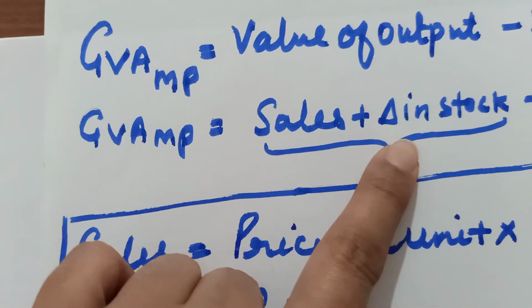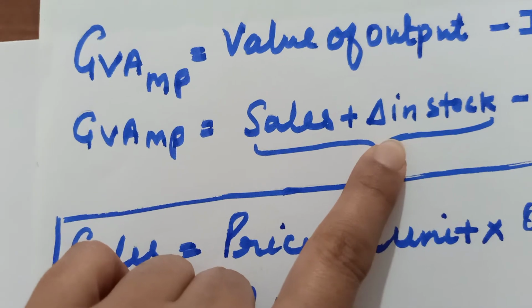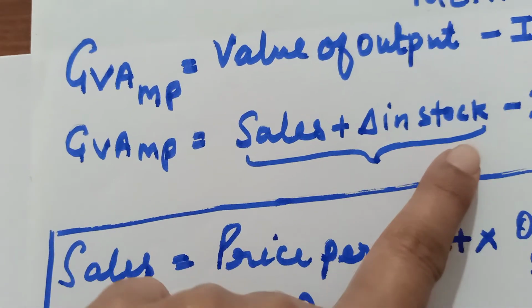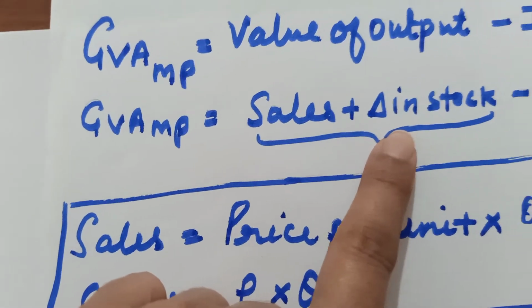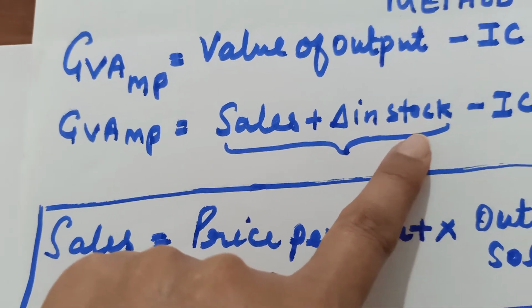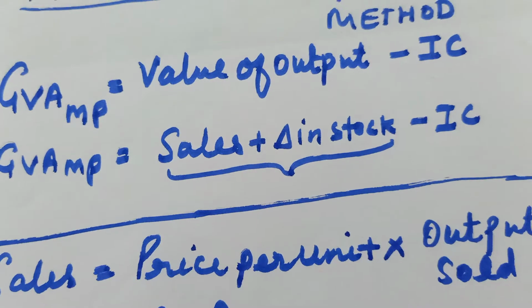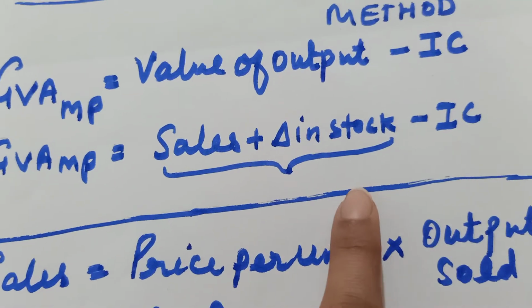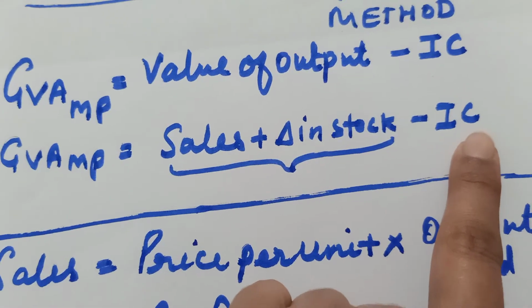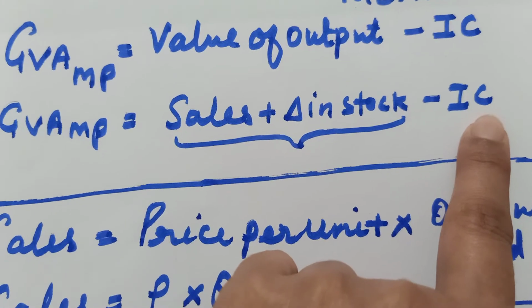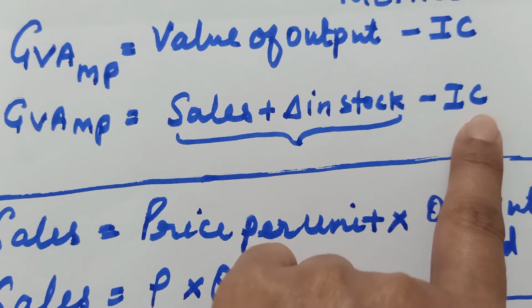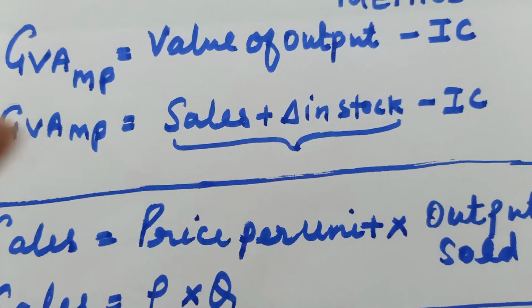If some output remains unsold, that we say is change in stock, and change in stock will be equal to closing stock minus opening stock. In the previous class we have discussed all these; I am discussing again with you. And minus IC, that is intermediate consumption. What does intermediate consumption mean? The cost of raw material.